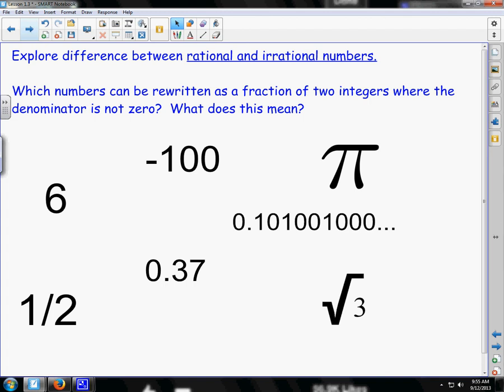Okay, explore the difference between rational and irrational numbers. Which numbers can be rewritten as a fraction of 2 integers where the denominator is not 0? So what does this mean? All right, so if I look at these numbers, try to pick out the ones that are rational and the ones that are irrational.